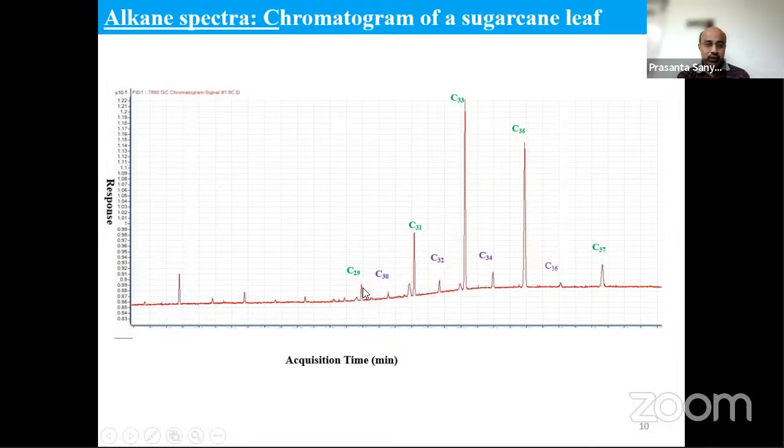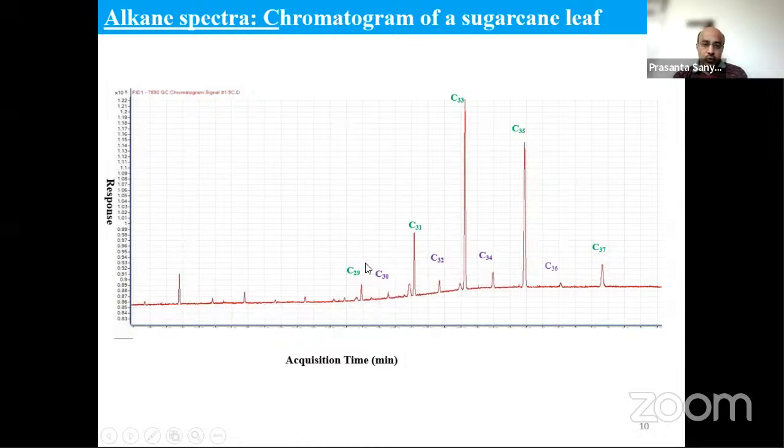Here you can see this is an alkane spectra from a sugarcane leaf. So here you can see the carbon number 29, 30, sorry, 31, 32, 33, 34, 35. If you see the abundance of these odd carbon chain numbers like 29, 31, 33, and here 35, and here 37, their abundance is higher compared to the neighboring even number carbons like 30, 32, 34, 36. So these patterns indicate the alkanes are derived from the plants.